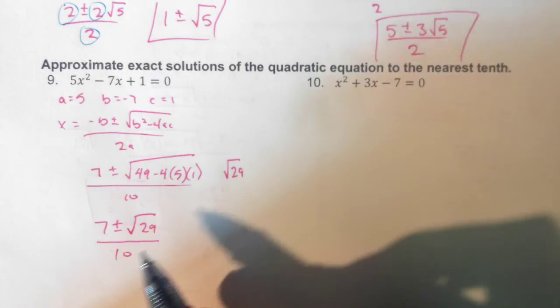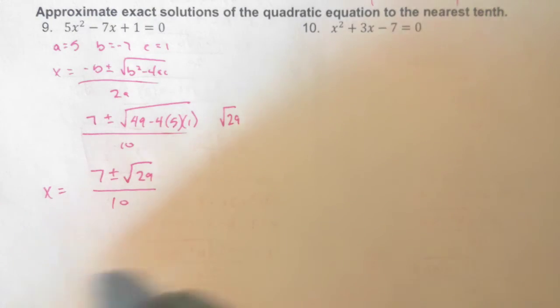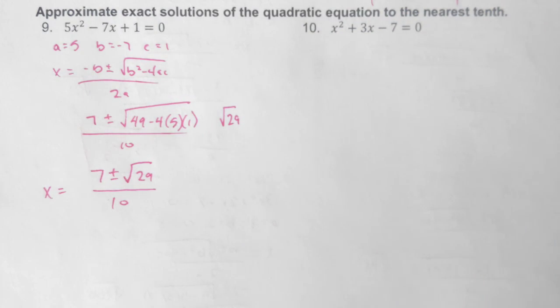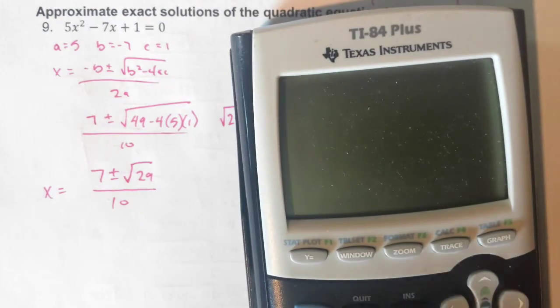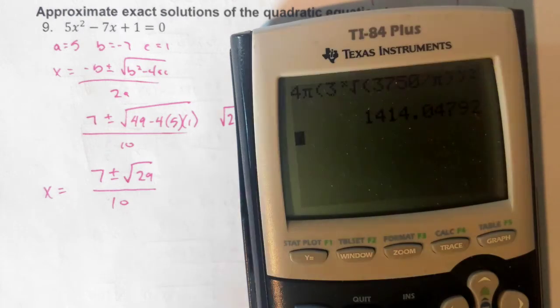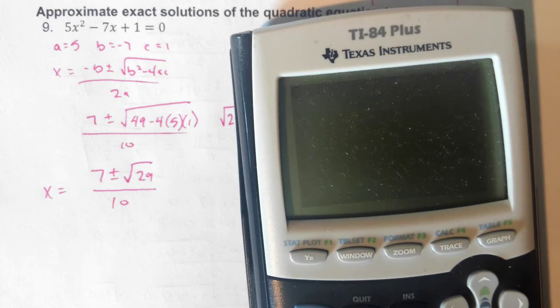Okay, so that would be our normal solution typically, but they want us to round that to the nearest tenth. So we're going to plug it into our calculator piece by piece. We're going to do the plus one, and we're also going to do the minus one. So we'd have 7 plus the square root of 10, close that parenthesis.